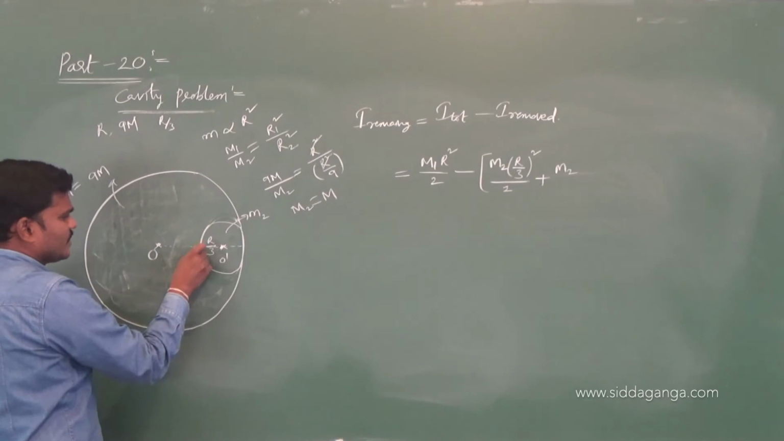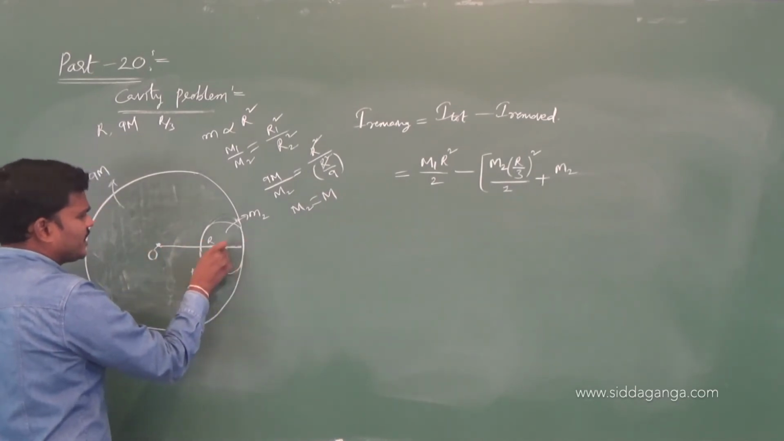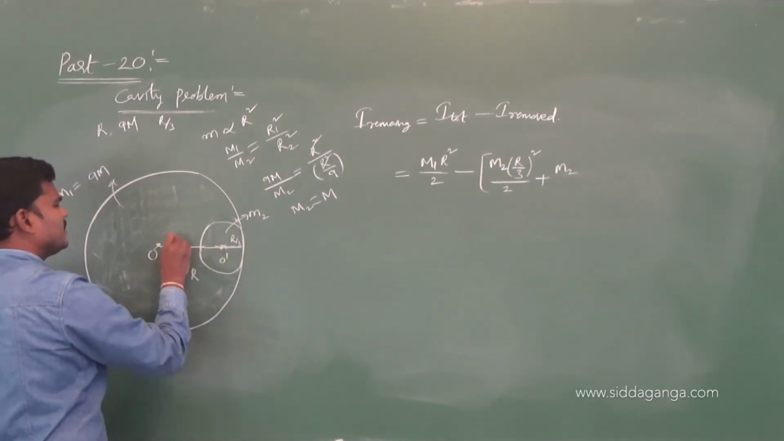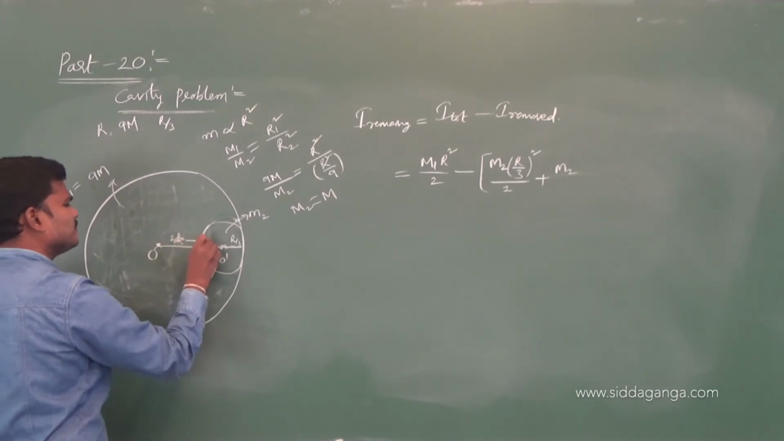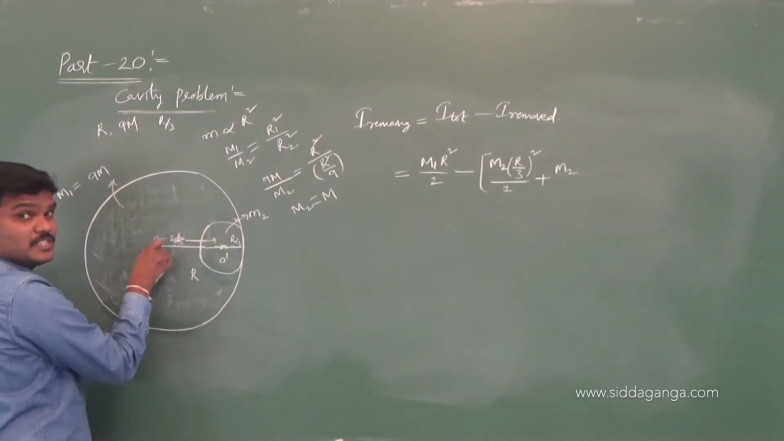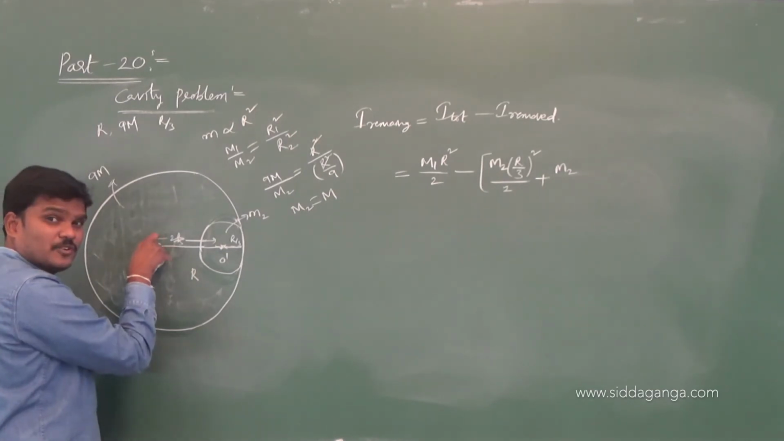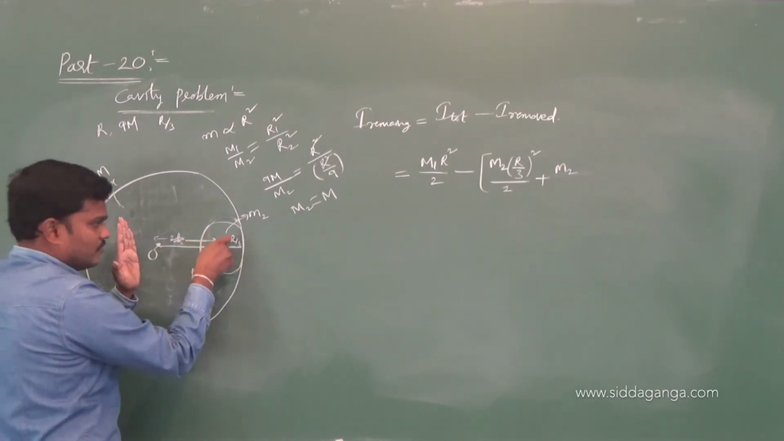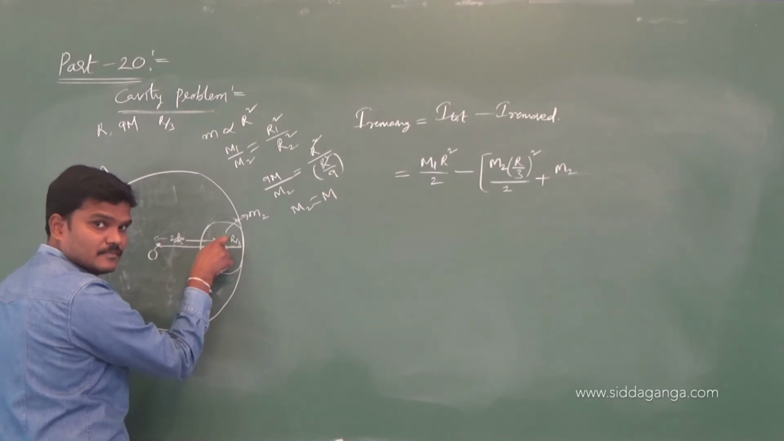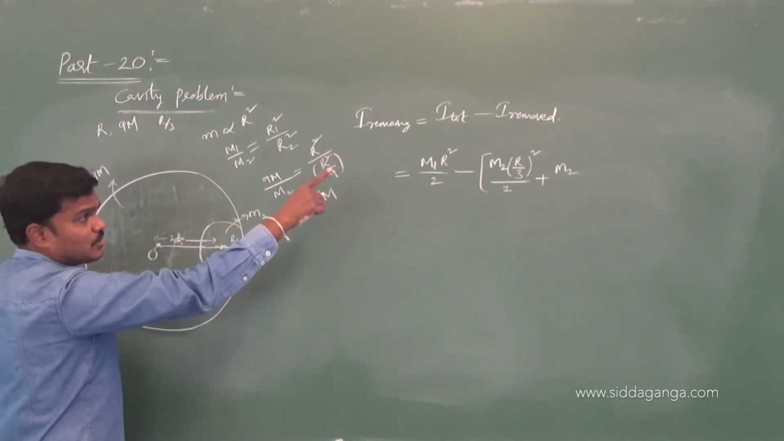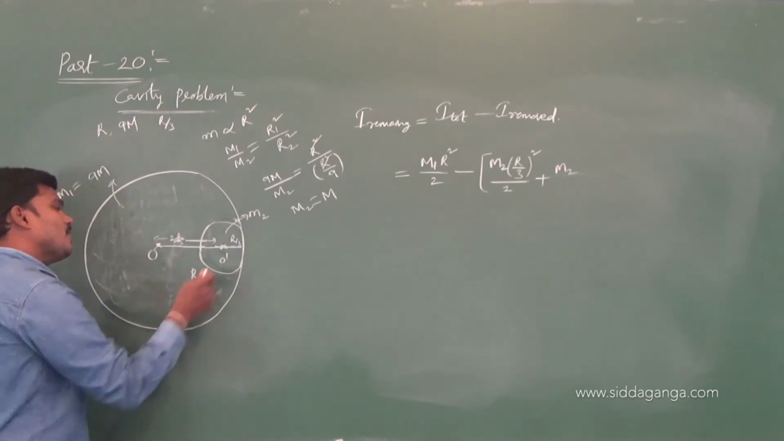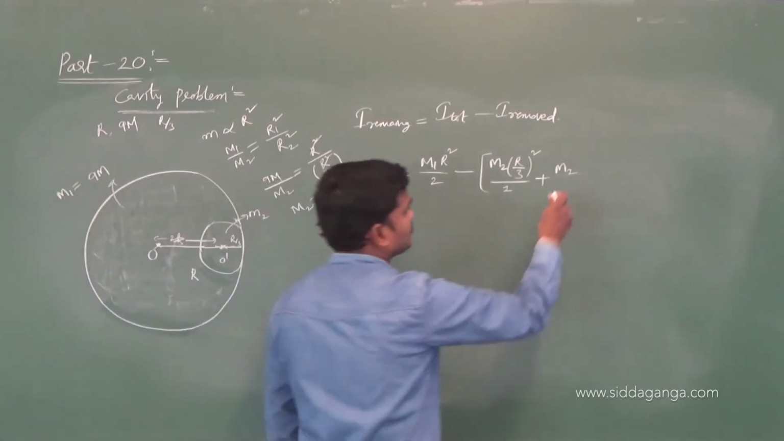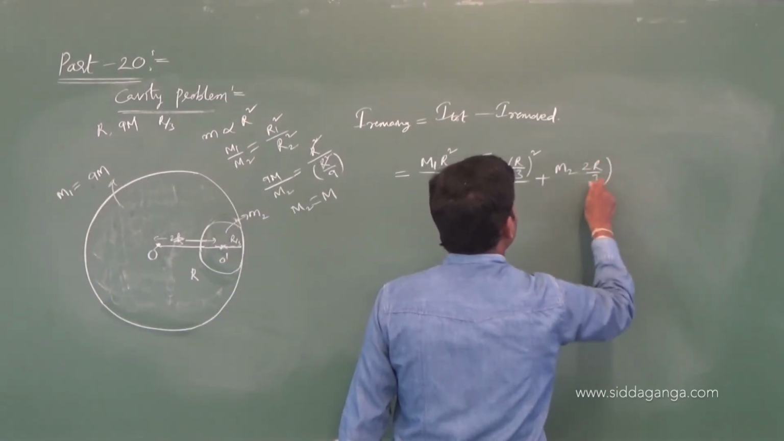This is r by 3. This is R. R minus r by 3, that is 2r by 3. We are finding about this axis, mass of this one. Moment of inertia passing through center of mass is m2 r square by 2, r nothing but r by 3, and mass of the disc times square of the distance between these two parallel axes. So m2 into 2r by 3 whole square.